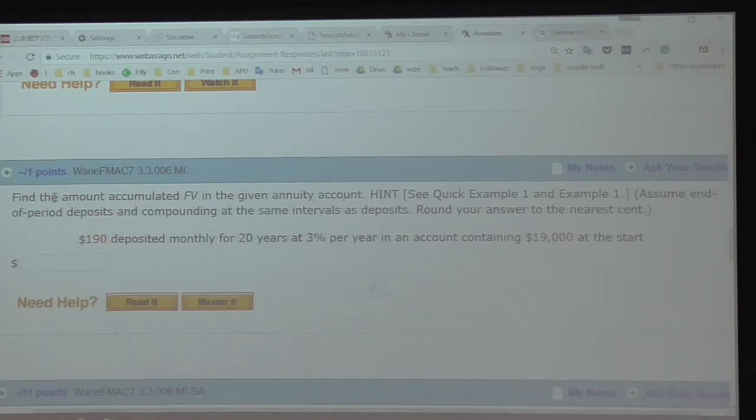So it says find the amount accumulated, FV, in the given annuity. Okay, there's a little difference here. 190 deposited monthly, that's basically the same thing as before. 20 years, okay. 3% per year, okay. But this one is not 0 at the beginning. So I don't know what to do about this. I guess what you do is, what should we do? How should we handle this piece here?